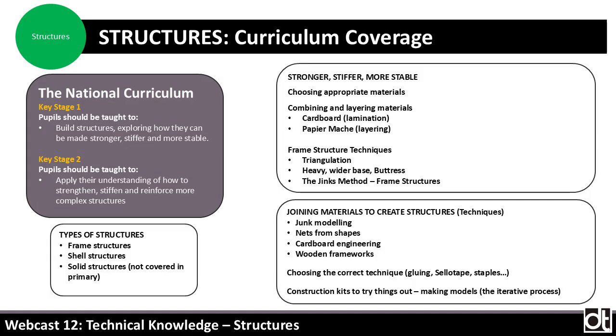Children should know about different types of structures with a focus on frame and shell structures. In studying these structures, children should learn how these structures can be made stronger, stiffer and more stable by choosing appropriate materials based on their properties and a range of techniques such as layering materials, combining materials together and triangulation of frame structures. Also, as part of their studies, children should learn a range of techniques to join materials together to create structures, and as they progress through the curriculum, they should become more proficient in choosing the correct materials, techniques and tools to create structures.